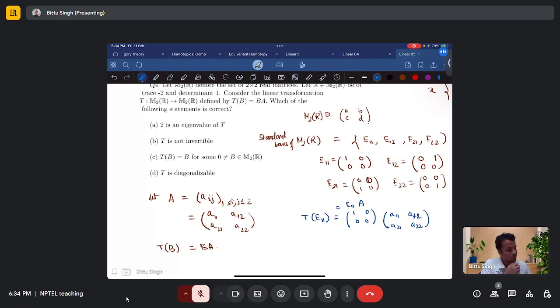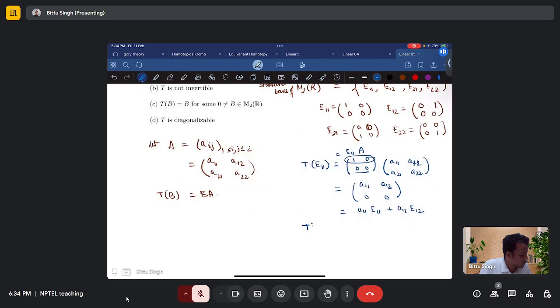So if we calculate, this is simply the first row. Multiplication will give me the first row because there is 1 0. And 0 0 means it gives the second row as zeros. Now we can see this can be written as A11 times E11 plus A12 times E12.